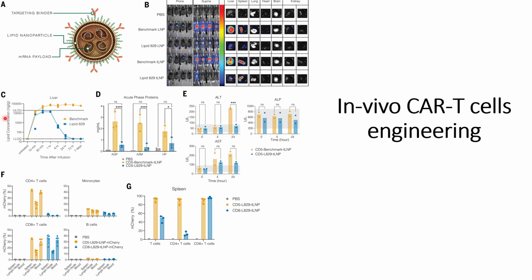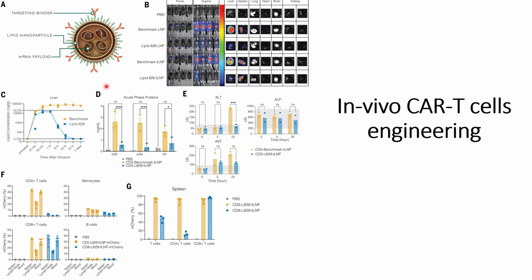Then they wanted to check the clearance time in the liver. Compared to the benchmark, they can see that their lipid 829 nanoparticles cleared within 72 hours, and even after 7 days the expression remains low, whereas with the benchmark lipid nanoparticles, the expression remains high in the liver.